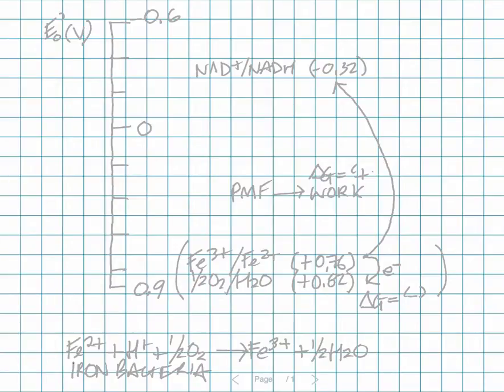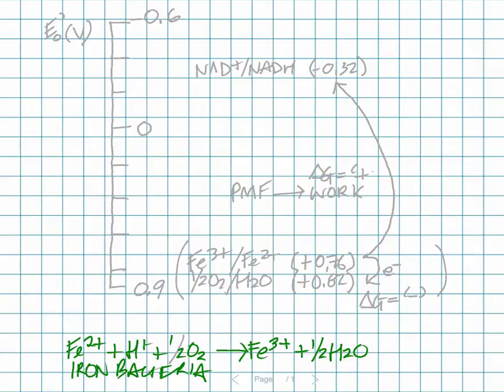So let's just take an example here, and the example I'm going to use is from the iron bacteria. So the iron bacteria, we're going to have Fe2+ plus protons plus half molecular oxygen. So this is an arrow, and that Fe2+ is going to be converted to Fe3+, and the oxygen is going to be converted into water. So the oxygen gets reduced using the electrons from iron. So there are redox couples, and that describes the chemistry that the chemolithotroph is doing.